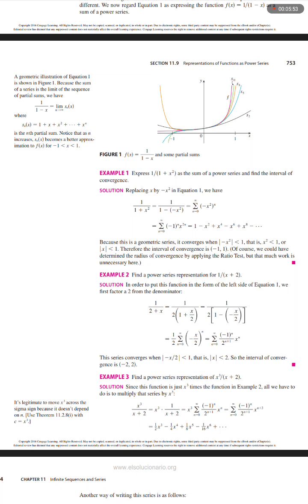Because this is a geometric series, it converges when the absolute value of negative x squared is less than 1. That is, x squared is less than 1, or the absolute value of x is less than 1. Therefore, the interval of convergence is open negative 1 and 1 close. Of course, we could have determined the radius of convergence by applying the ratio test, but that much work is unnecessary here.